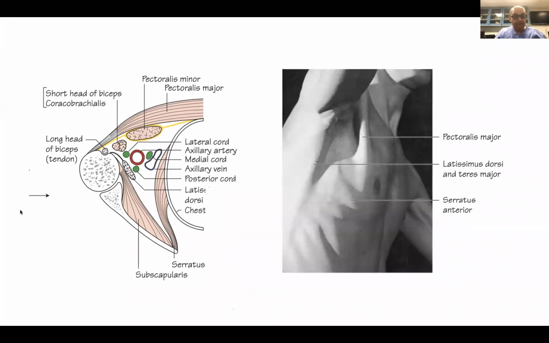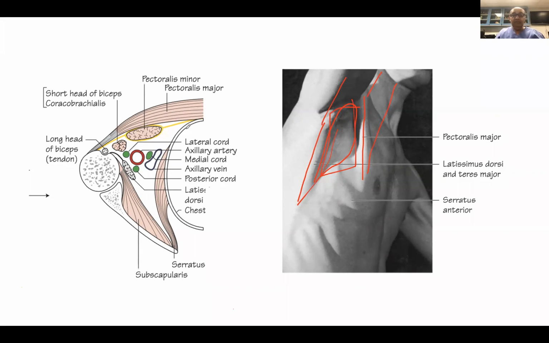So now, first of all, what you're looking at here is a human body. This is the anterior axillary fold, and this is the posterior axillary fold. You're looking at the skin of the armpit. What I'm trying to show you here is my axilla. This is the anterior wall, that's the posterior wall, and that's the base, the skin of my armpit.